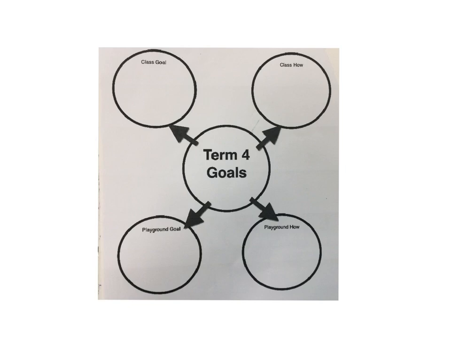Not all bubble maps are the same. This bubble map is about our Term 4 goals. These bubbles include a classroom goal, how we might achieve our classroom goal, a playground goal, and how we might achieve our playground goal.